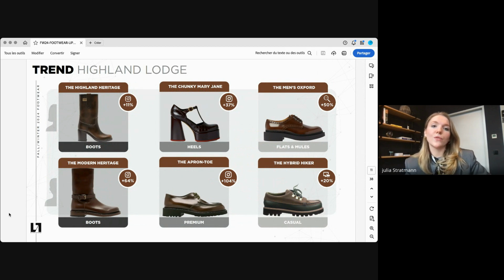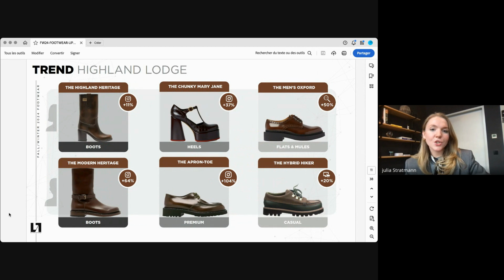For men's, we've got the modern heritage boot, mainly favored in squared or very natural toe shape, and a very stylized minimal outline for the upper. And then we've got the apron toe lace-up derby for the premium shoe. So this one adds a more nostalgic feel to classic derbies.